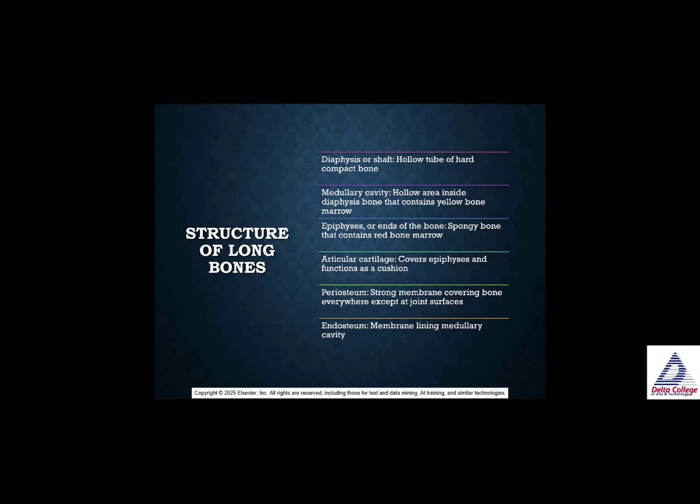Epiphysis, or the ends of the bone, have spongy bone that contains our red bone marrow. And the articular cartilage covers the epiphysis and functions as a cushion. The periosteum is the strong membrane covering bone everywhere except at joint surfaces, and the endosteum is the membrane lining the medullary cavity. So if we were going from superficial, closer to the skin, to deep, we would have the periosteum, then the endosteum, then the medullary cavity.